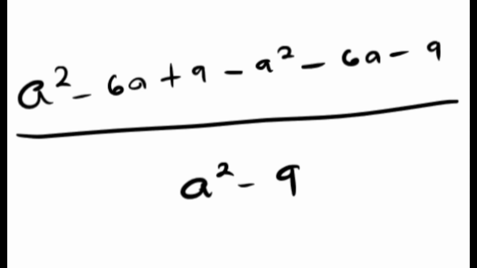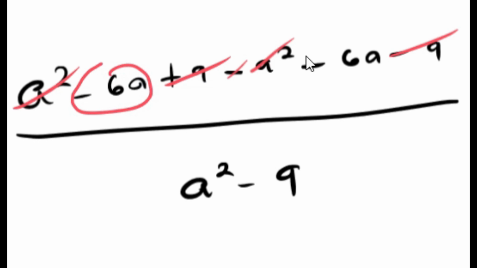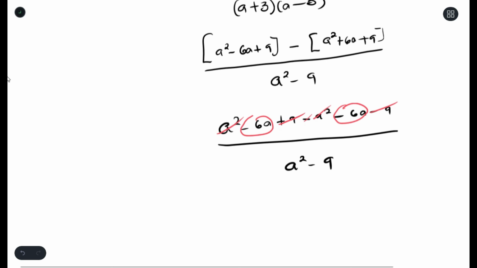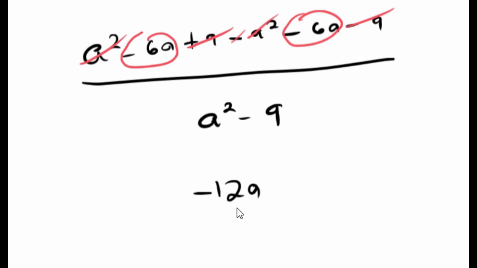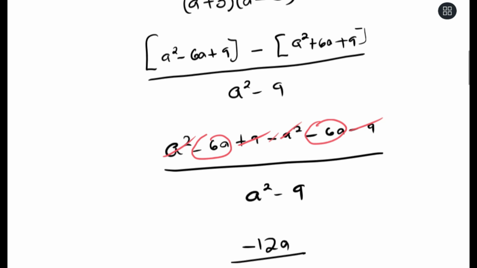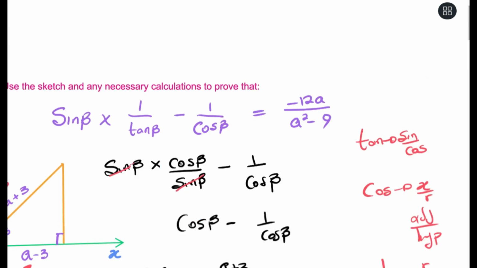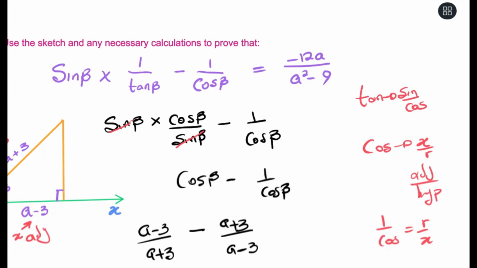Now we notice that a squared minus a squared would cancel out, and we also notice positive 9 and negative 9 would also cancel out. So all we'll be left with is negative 6a and negative 6a. And as you know, negative 6a minus 6a would give you negative 12a over a squared minus 9, and that's it. So this is exactly what we were asked to prove for this particular question over here. All done.